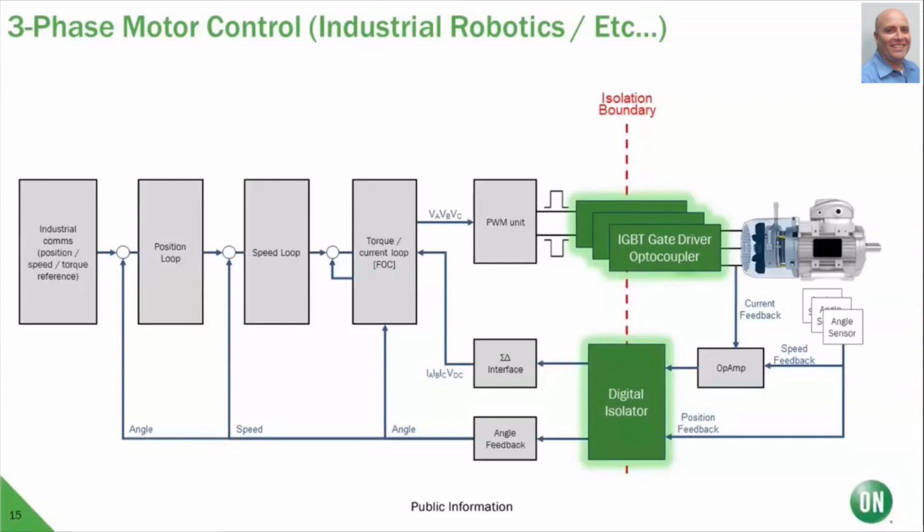optical-based IGBT gate drivers to drive the motor. This is still very popular in industrial robotics and automation. There's also a digital isolator that provides the feedback data from the high voltage side of the motor to the low voltage circuitry from the control unit.